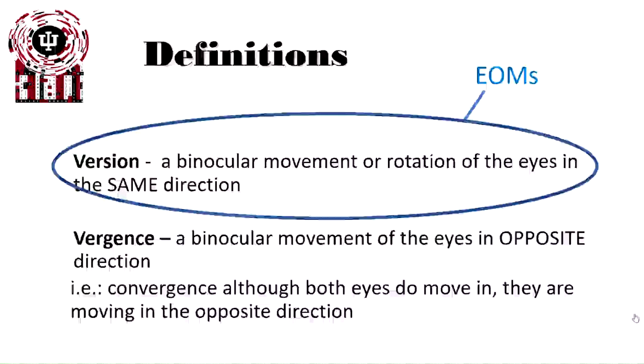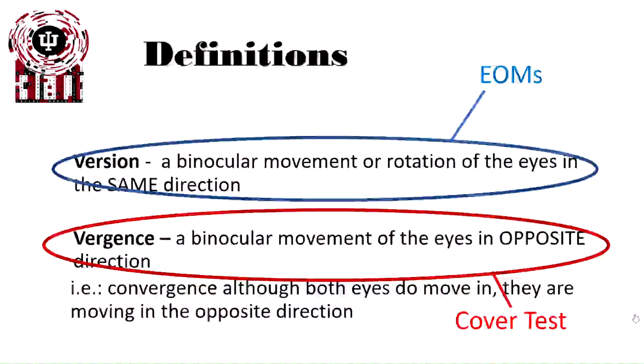An example of a version test that we do would be EOMs, where we look at how the eyes align as they look left, right, up, down. Cover test is the test we do to measure vergence, how the eyes are opposed to each other and their natural eye positions.